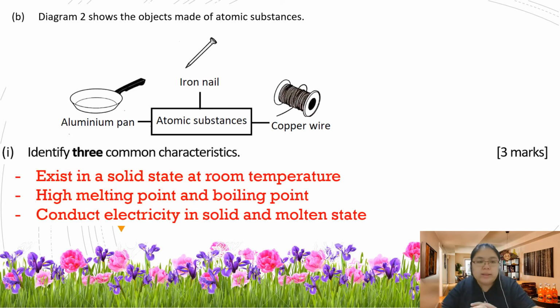Okay, first one, exists in a solid state at room temperature. Number 2, high melting point and boiling point. Number 3, conducts electricity in solid and also molten state. So these 3 we need to use again later, so you need to give the 3 exactly correct. If you have extras, no need to give. They say 3, then 3 is enough. No need to give extra ones. If you give extra, maybe they will deduct your marks.